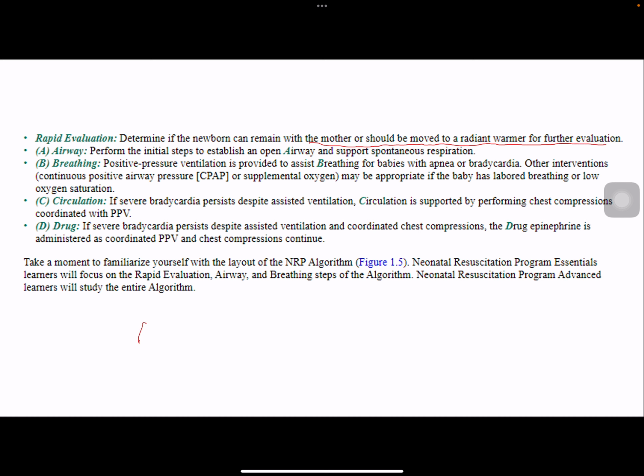So it is A, B, C, D. A for airway, B for breathing, C for circulation, and D for drug. Perform the initial steps to establish an open airway and support spontaneous respiration. Breathing: positive pressure is provided to assist breathing for babies with apnea and bradycardia.